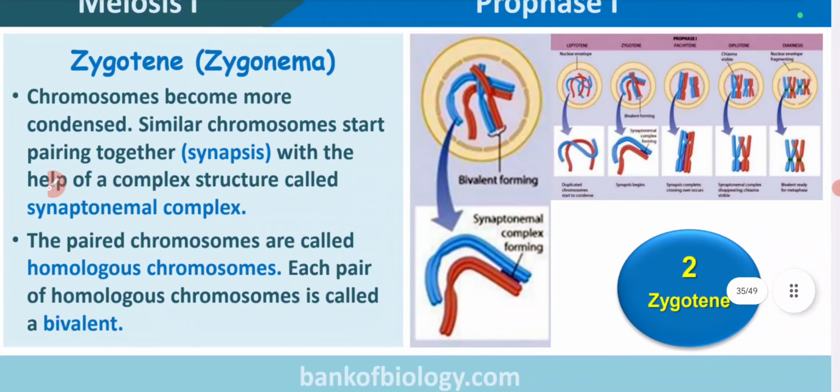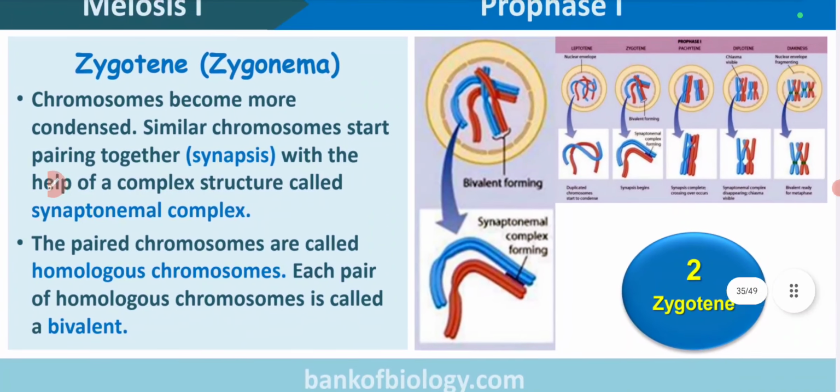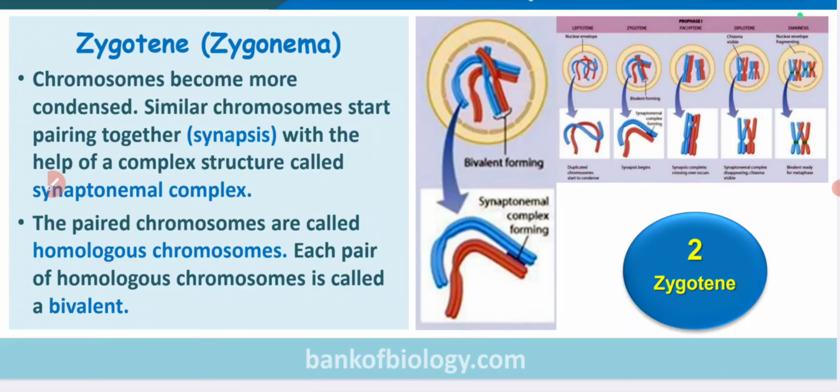Second, zygotene or zygonema. And what does it say? Now, chromosomes become more condensed, and similar chromosomes start pairing together. That is called synapsis. The term is also given in your NCERT. You can see in the zygotene stage, chromosomes start pairing together, and this process of association is called synapsis. Such paired chromosomes are called homologous chromosomes.